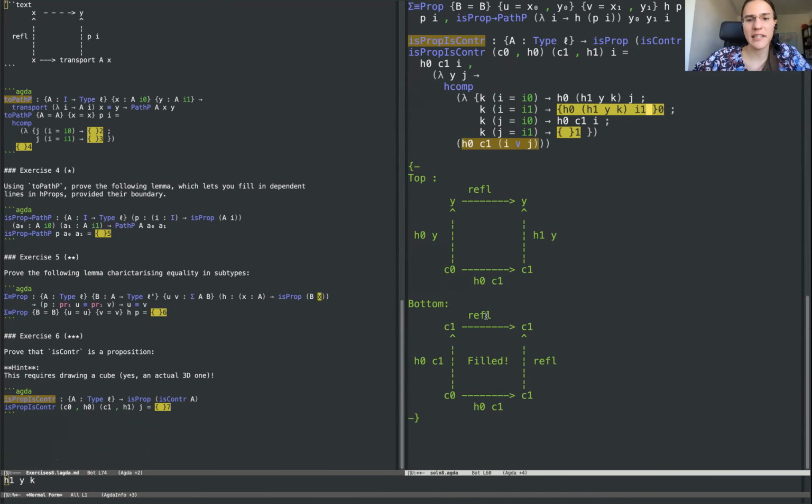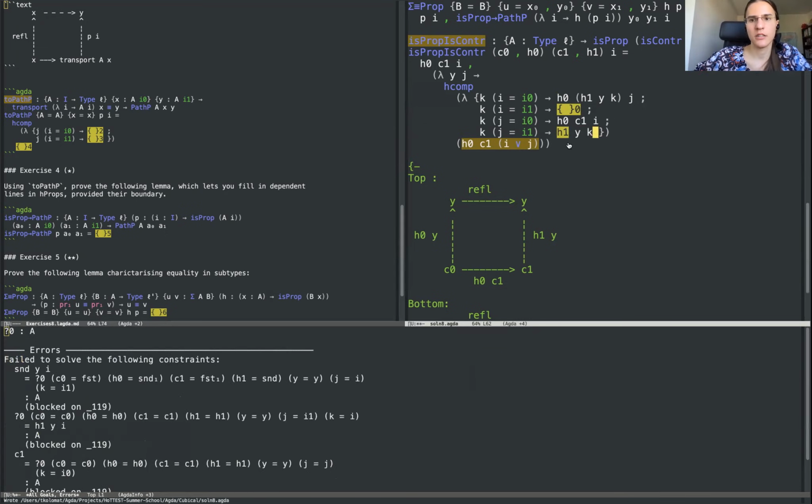So here, we found that the path being traced at this corner when we fill that square is h1. So what we're going to do is the h1 path here. Rather, this is j, this is j is equal to I1. So we want to trace the path h1, and we want to connect c1 to y. So h1 of y of k. And that fills.